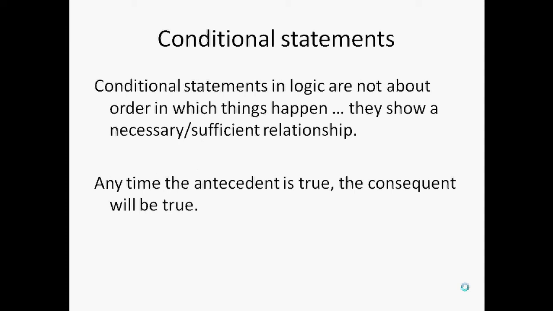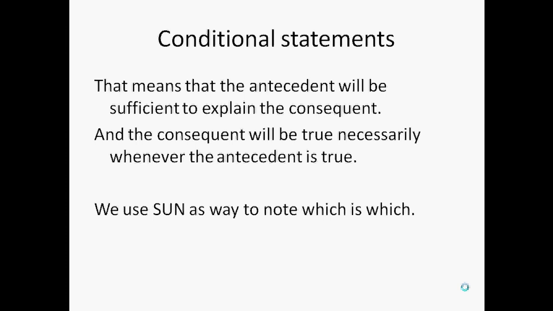Now, remember though, conditional statements in logic are about showing a different type of relationship than maybe what you're used to. They're not showing a temporal relationship, they're not showing anything else. They're showing a necessary, sufficient relationship. And what that means is that any time the antecedent is true, the consequent necessarily will be true. Okay? And the antecedent is sufficient to prove the consequent. So that's what it shows: the antecedent is sufficient to prove the consequent, and the consequent will necessarily be true anytime the antecedent is true.